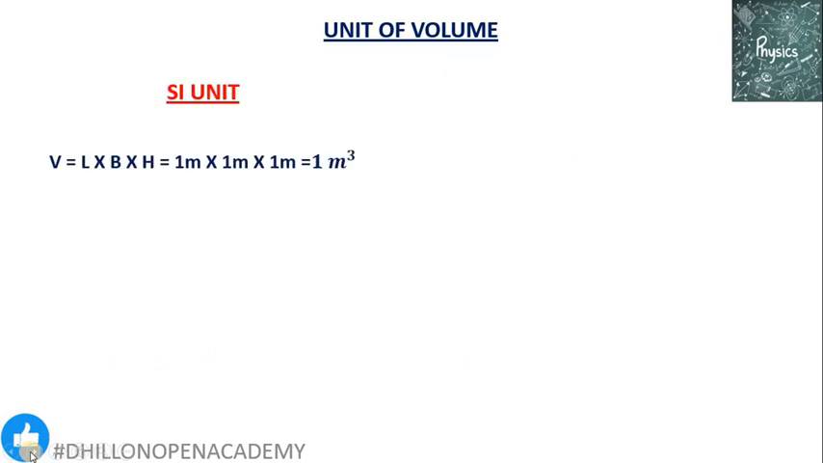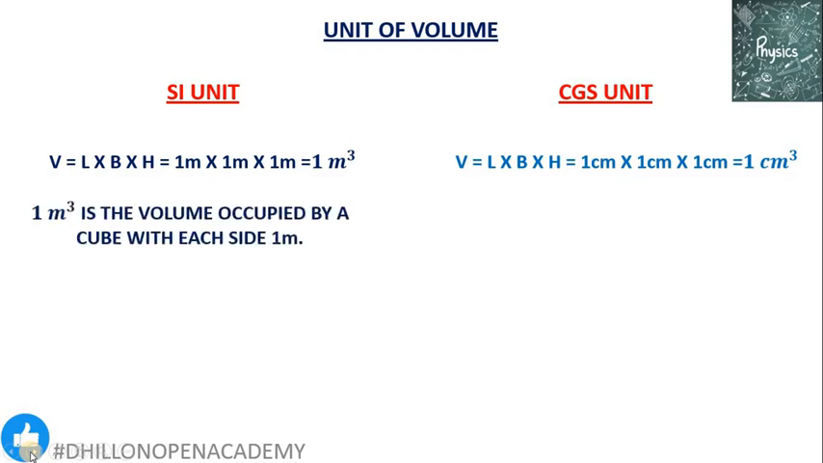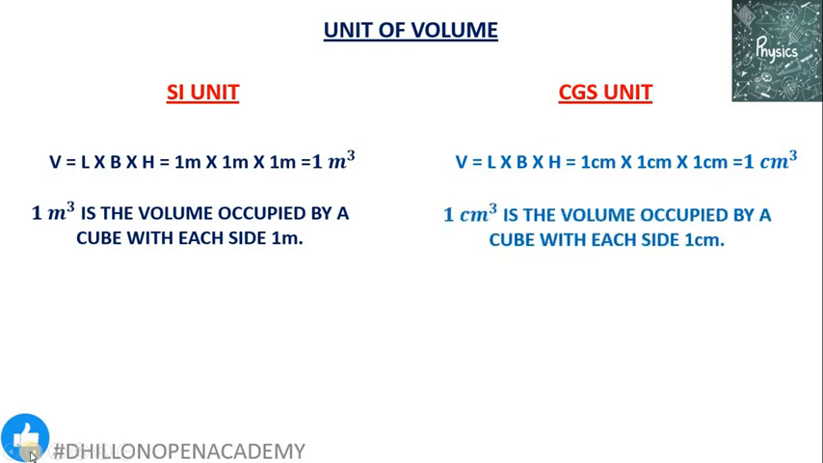In SI unit, the volume is measured in the unit of 1 meter cube. In CGS unit, it has the unit 1 centimeter cube. So, if we have a cubical box with length, breadth and height each 1 meter, then its volume will be 1 meter cube. So, 1 meter cube is the volume occupied by a cube with each side 1 meter. Whereas, if the length, breadth and the height of a cube is 1 centimeter each, then the volume of a cube with each side 1 centimeter will be equal to 1 centimeter cube.